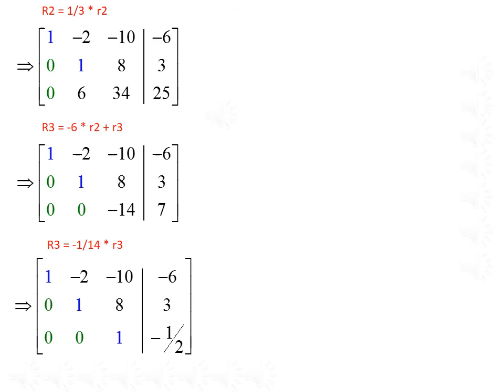If we apply the new row operation, multiplying row 3 by negative 1/14, we'll get a 0 and a 0 for the first two entries. Negative 1/14 times negative 14 gives us 1, and negative 1/14 times 7 gives us negative 1/2. So our new row is 0, 0, 1, negative 1/2.